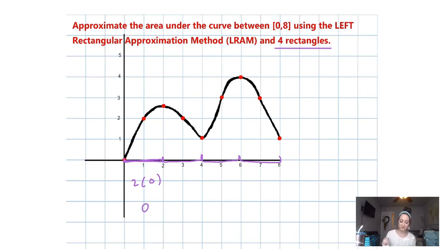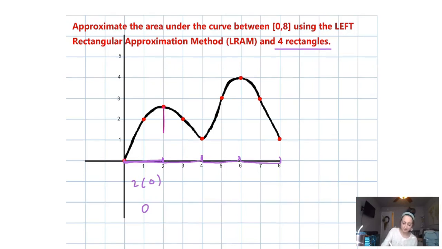Okay, all right, and see if we have better luck with the next rectangle. So the left endpoint is 2. When x is 2, y is 2.5. We've seen this one before, right? So here is my second rectangle. So adding on, I've got a base of 2, height of 2.5, so an area of 5.